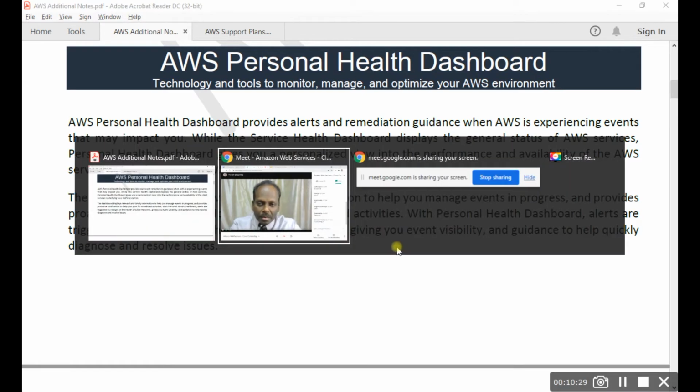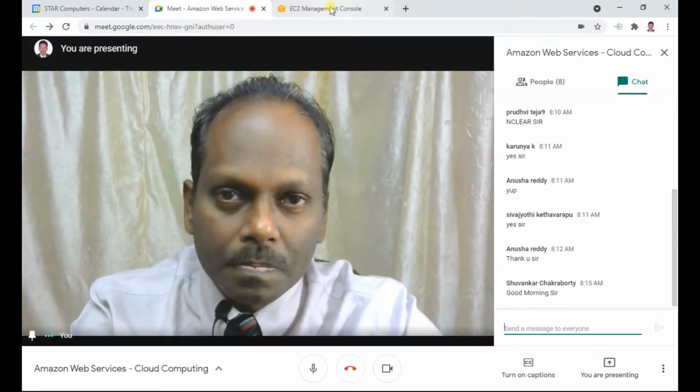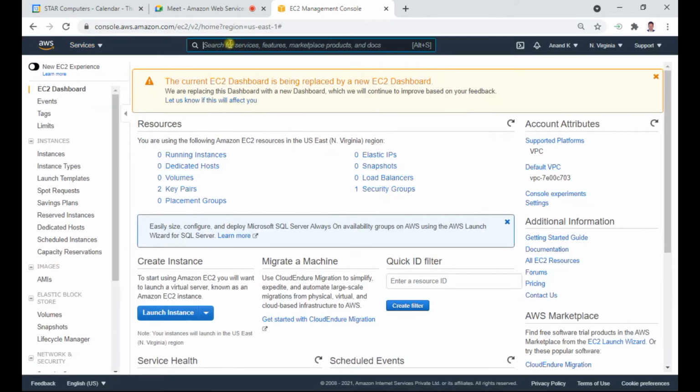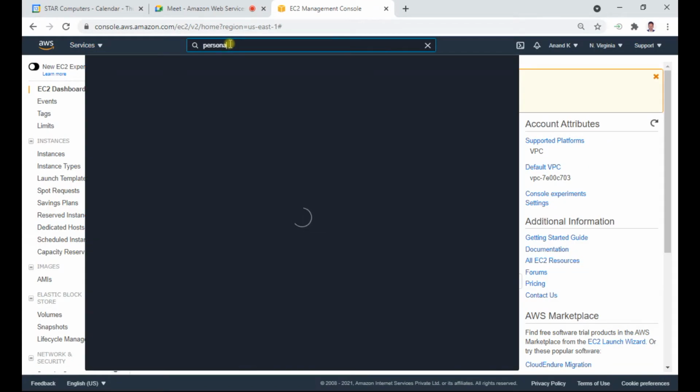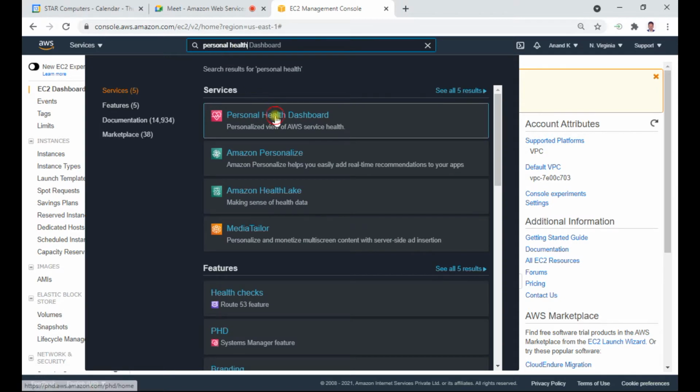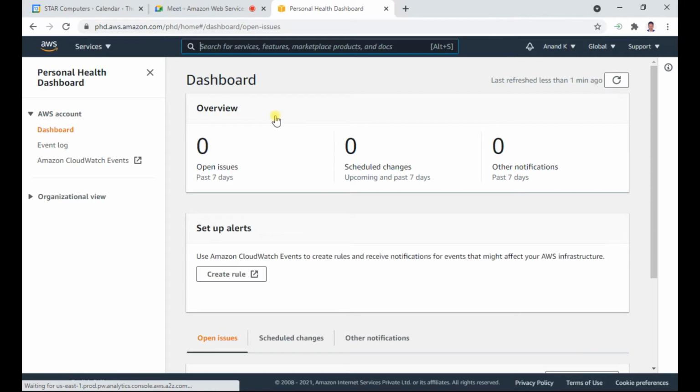You can even go through it, like I'll show you here. When I say personal health, you just type it here. You can click the service and see this one. You can select your services which are there. So it is giving an overview of all the open issues, scheduled changes or notifications. And you can also create alerts.